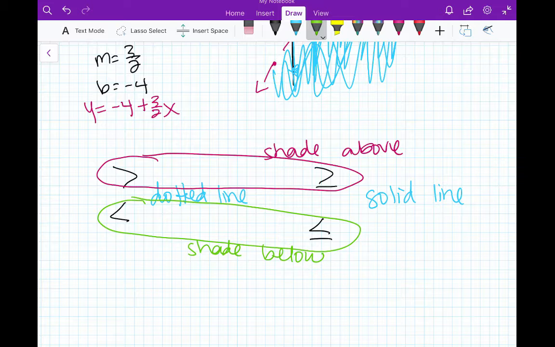That may not make a whole lot of sense the way I did it, but that is how you graph linear inequalities. Very similar to graphing a regular line. But again, we have these additions here that we need to think about when we're graphing it.